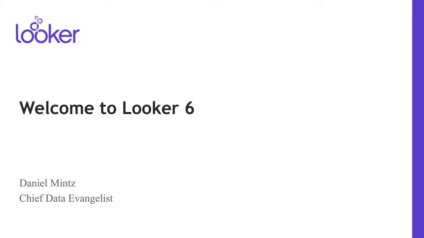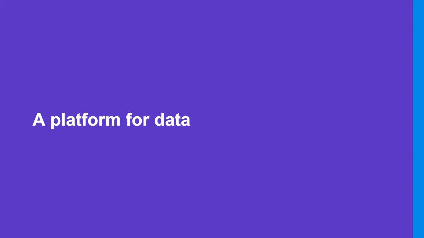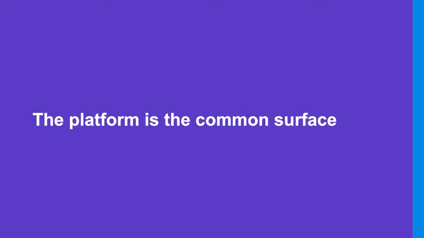So Looker 6 is really a platform for data. That's what Looker is focused on. That's what we're trying to accomplish, and that's the direction we're moving with Looker 6, and we'll continue to move. What we mean by that is that the platform provides a common surface, a common way to access your data that ensures that whoever is accessing your data, however they're accessing your data, wherever they're accessing your data, it's always going to have the same meaning, the same results.